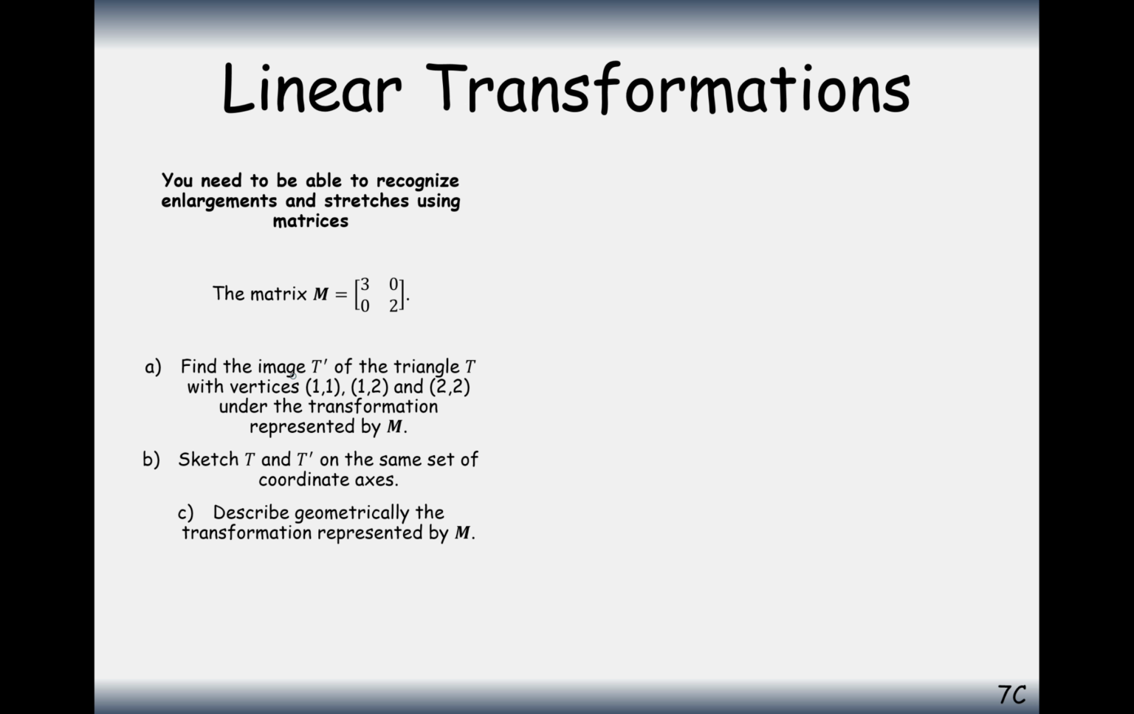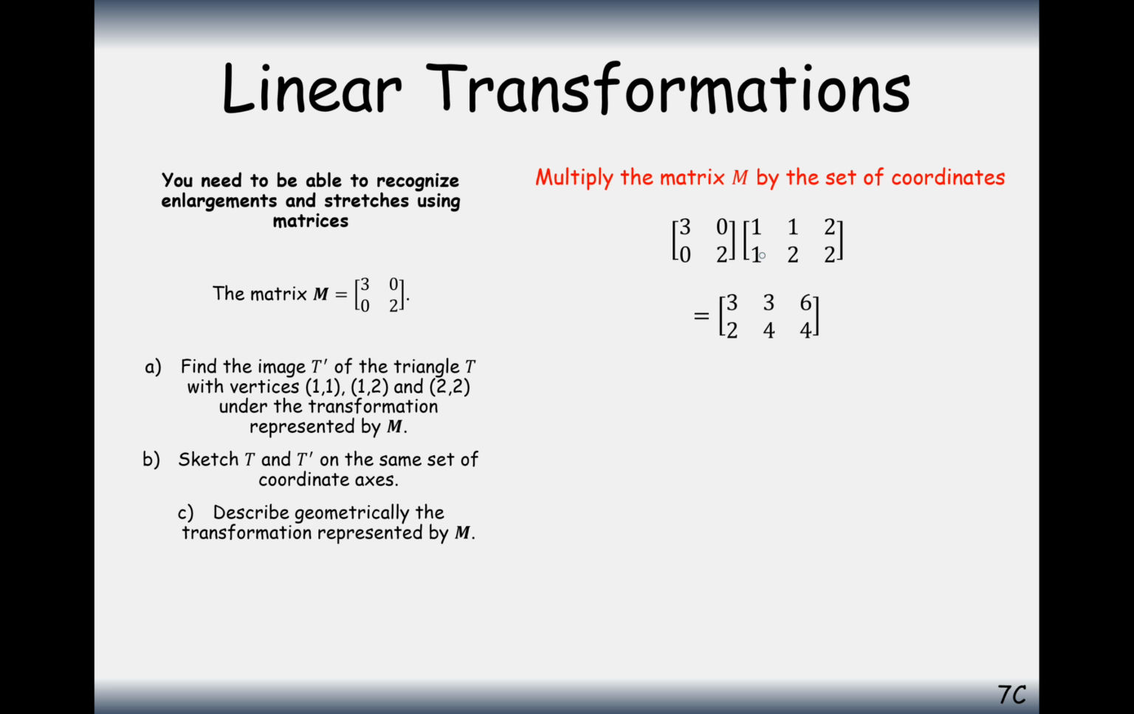So find the image T prime of the triangle T with vertices. These are the original vertices and we need to find the image vertices of this triangle. The way we do that is we set up a matrix with all of the coordinates put in their columns, just like we have here, and the transformation matrix will be at the front. So let's see what happens to each of these coordinates. We're multiplying along and down, until we get 3, 2, 3, 4, and 6, 4. These are the set of coordinates then.